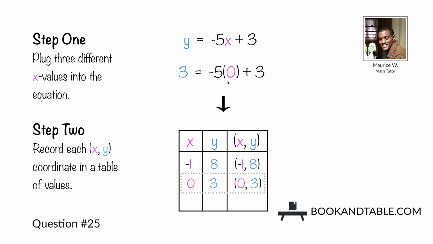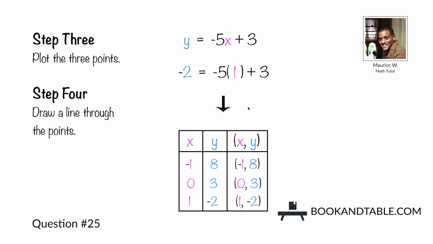Then we plug in 0 for x. -5 times 0 is 0. 0 plus 3 is equal to 3. So when x is equal to 0, y is equal to 3. So that's our second coordinate. Then we plug in x is equal to 1. -5 times 1 is -5. -5 plus 3 is equal to -2. So our third point is +1, -2.